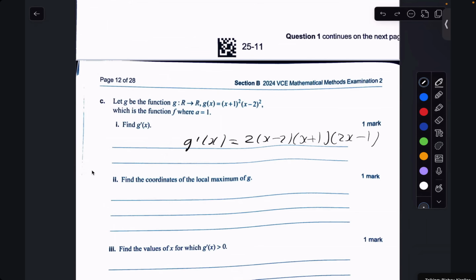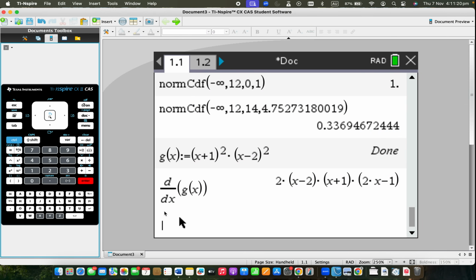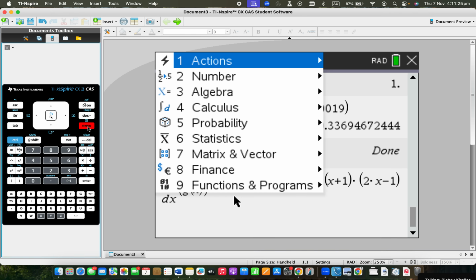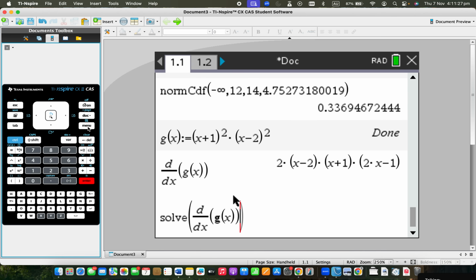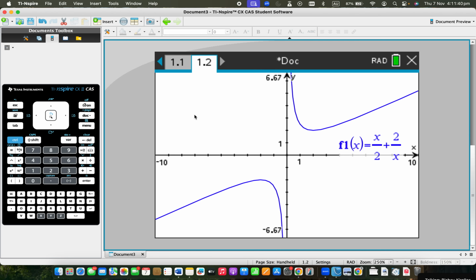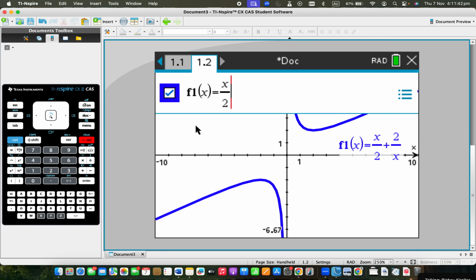Find the coordinates of the local maximum of g. So for the maximum, we just solve that's equal to 0. You get these 3 values. Now, for these three values, we need to figure out which one's the maximum. So I'll just sketch this graph here.